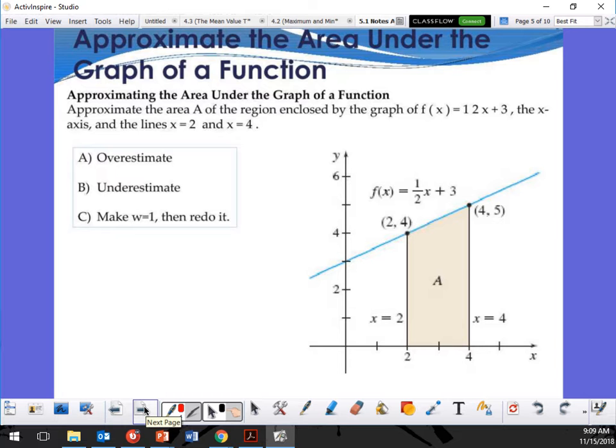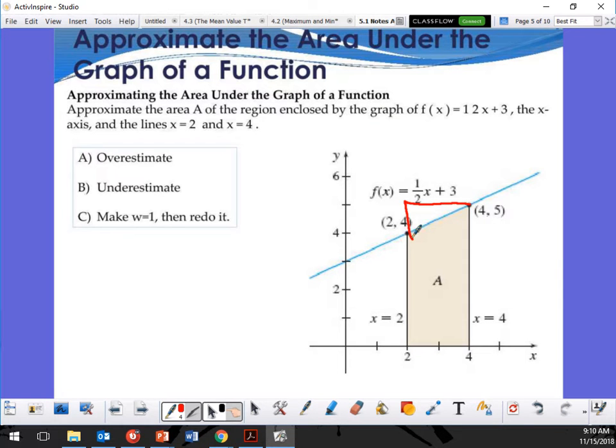Approximate the area A of the region enclosed by the graph of 1/2 x plus 3, the x-axis, and the lines x equals 2 and x equals 4. So that means that my left side is going to be 2, right side is 4. That's as far as it goes. So if I were to do an overestimation, I'm not going to do the graph part, or the actual integration of this. I'm just going to do a rectangle. So let's box it in here.